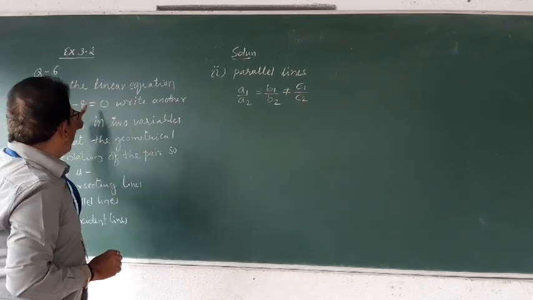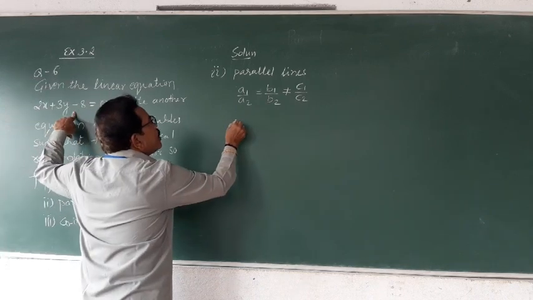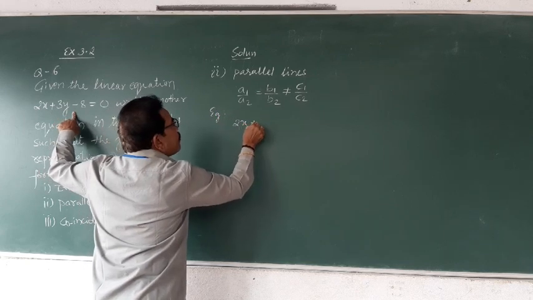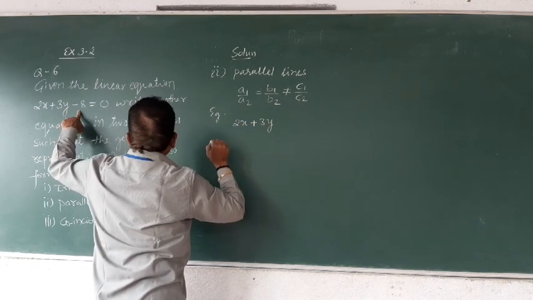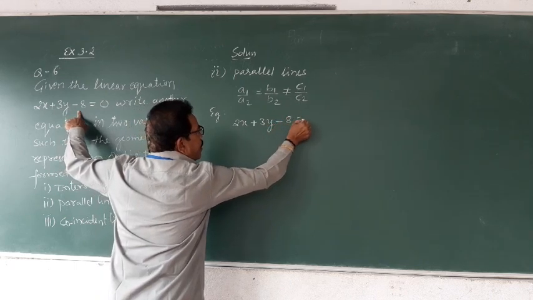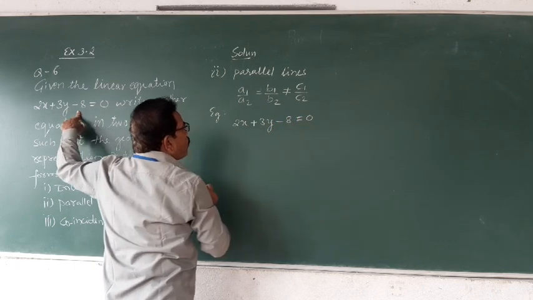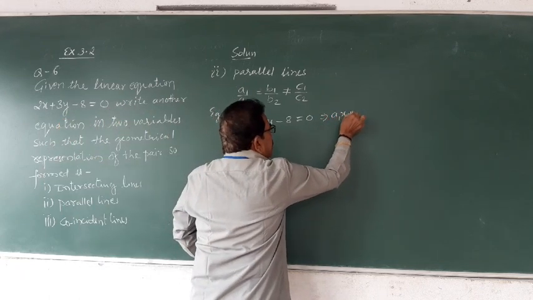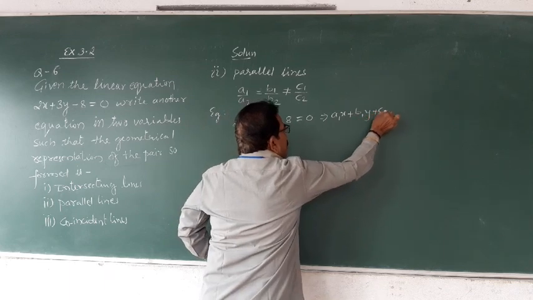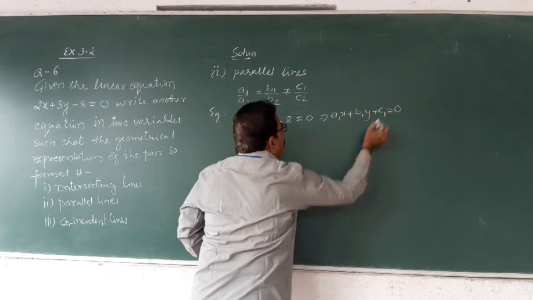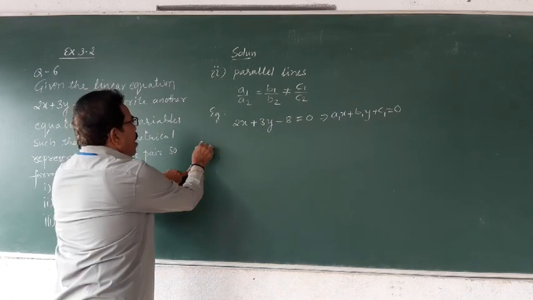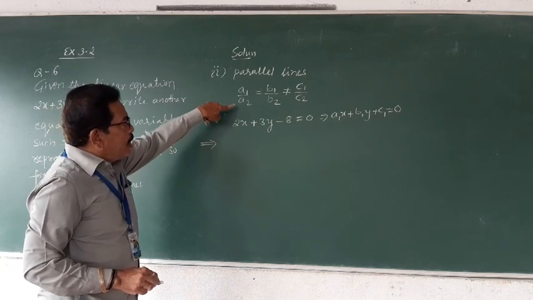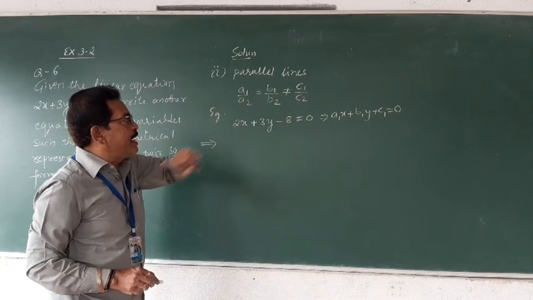Let us write the equation that they have given. For example, 2x plus 3y minus 8 equals to 0. That implies a1x plus b1y plus c1 equals to 0. Then the required equation that we need, we have to write to satisfy this condition.